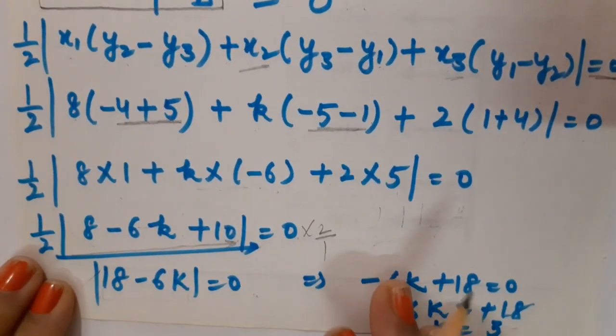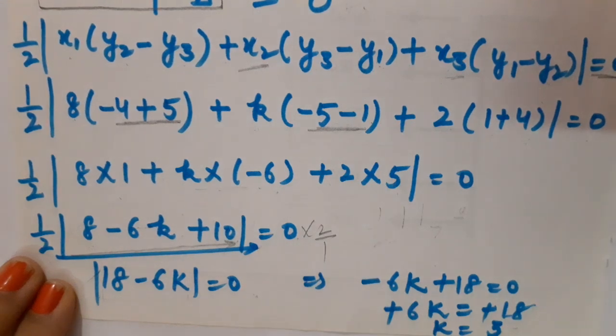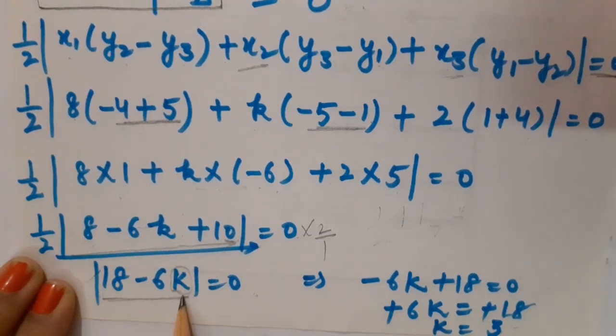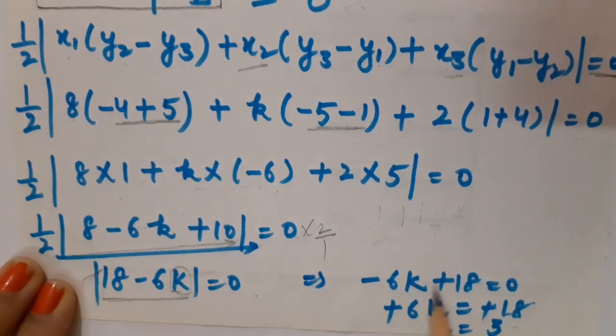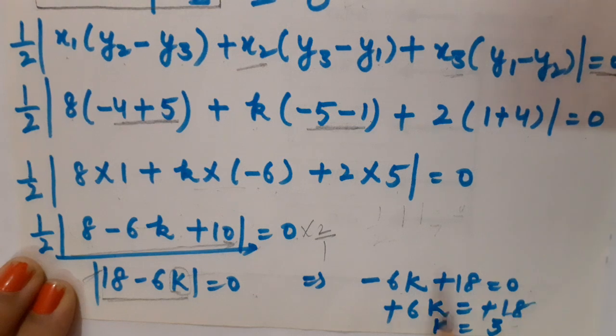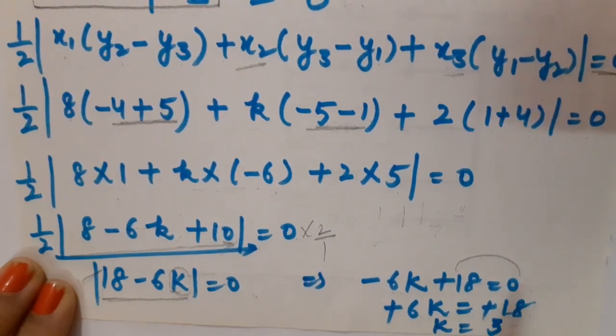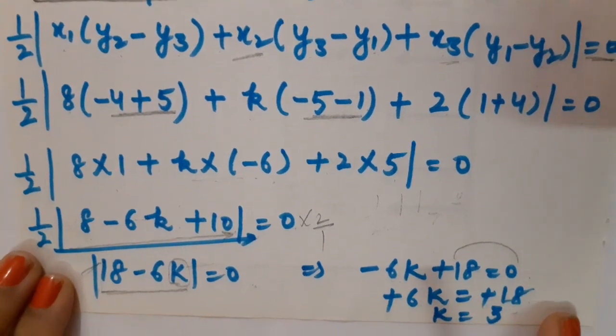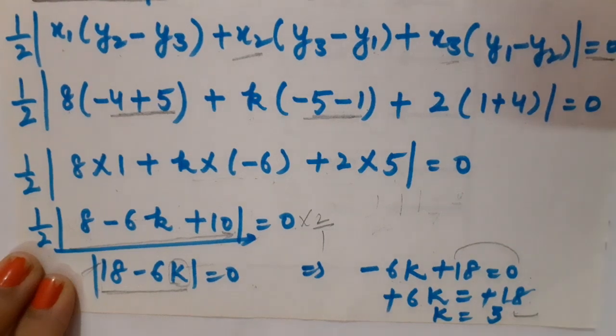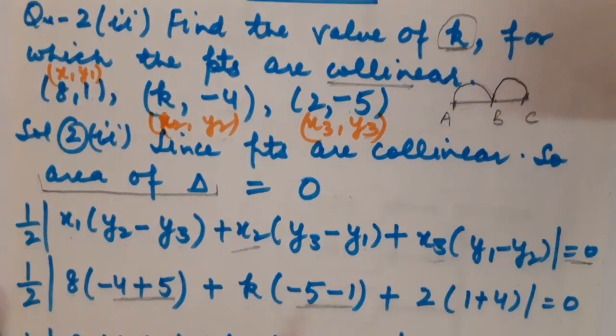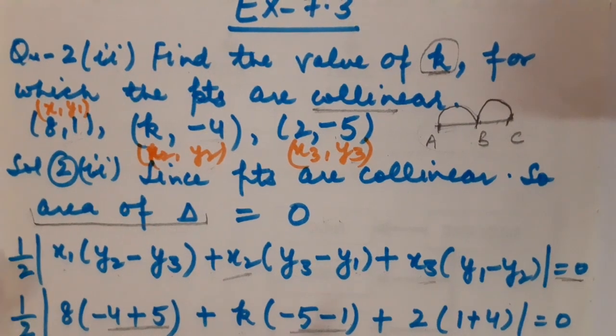Now children, as I told you, modulus always gives numerical values. Here we do not know what kind of numerical value will be produced because we do not know the value of k. So you just have to remove this modulus sign. We will get minus 6k plus 18 is equal to 0. It would be minus 6k is equal to minus 18. So k is equal to 3. Through this question we have come to know the value of the unknown variable k using the concept of collinearity as well as the area of a triangle.